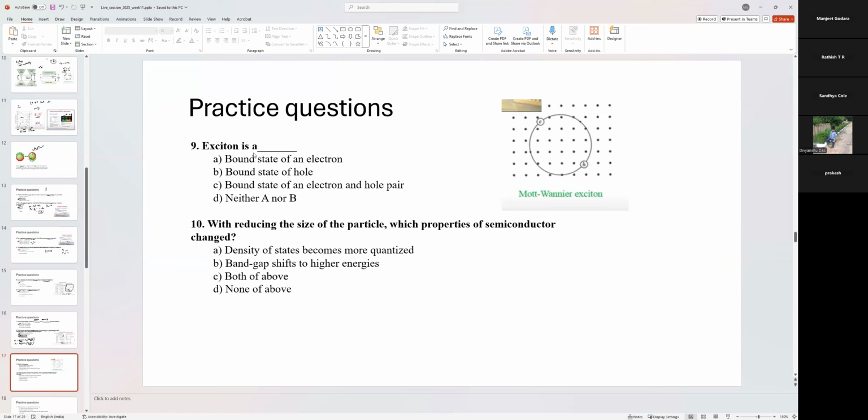What is an exciton? An exciton, we just saw, is a bound state of an electron and a hole pair. Here the electron and the hole, negative and positive, are bound to each other by Coulombic attraction.